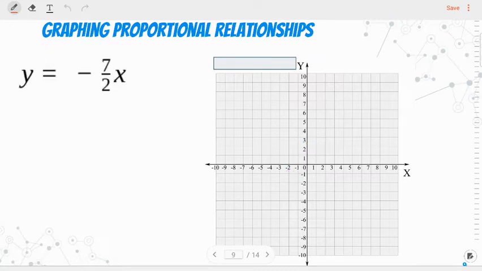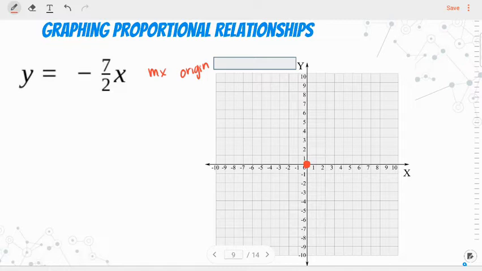All right, let's look at a different example. y equals -7/2 x. So again, it's in that y equals mx format, so my starting point is going to be the origin. So I'm going to go ahead and place my point right here at the center. If you need time to make these graphs, make sure you're pressing pause so that you can follow along exactly.